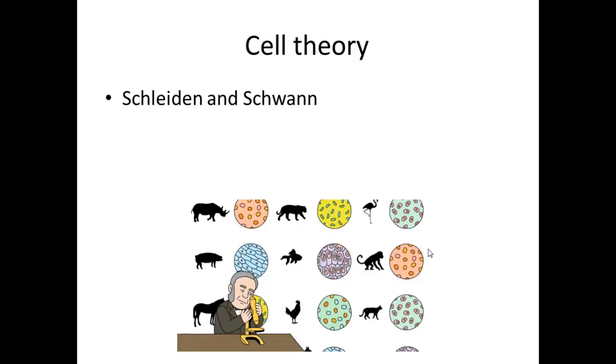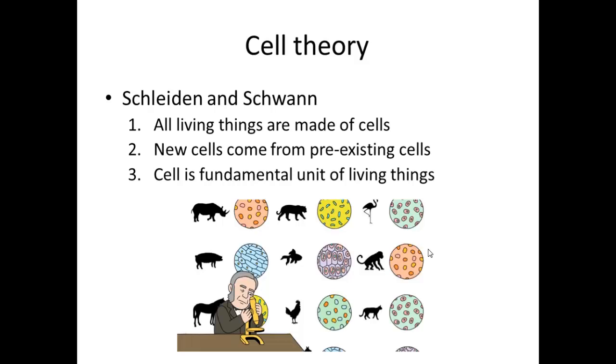So cell theory was first proposed by Schleiden and Schwann. Again, as they started looking through all these living organisms, they found that each of them had cells. The cells were different, but they all had cells. And so the theory was that all living things are made of cells. New cells come from pre-existing cells, so they will split and form new cells. And they are the fundamental unit of living things.